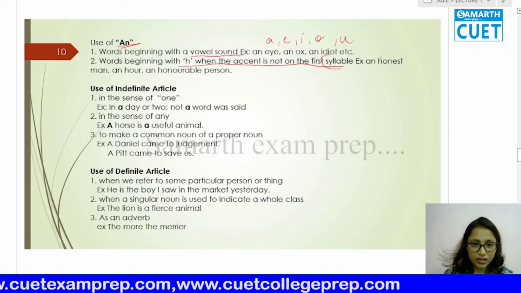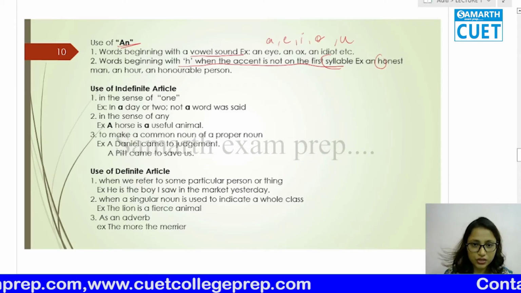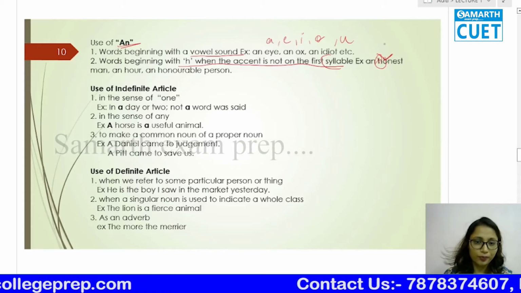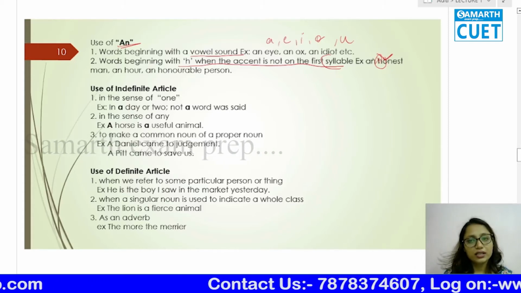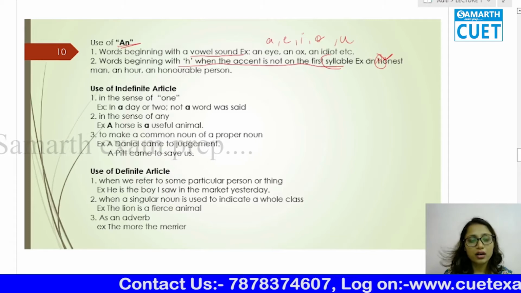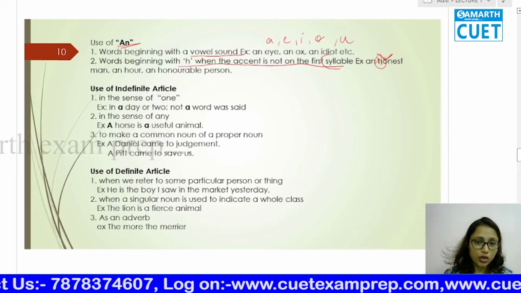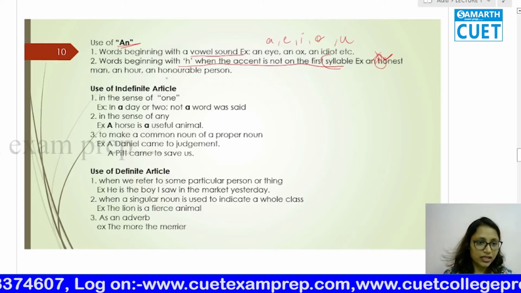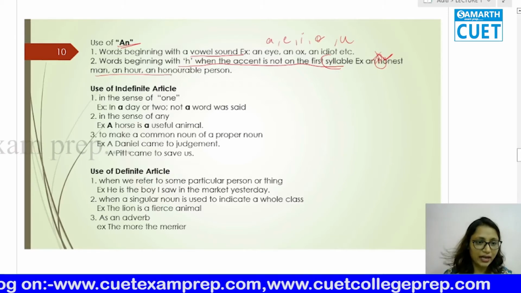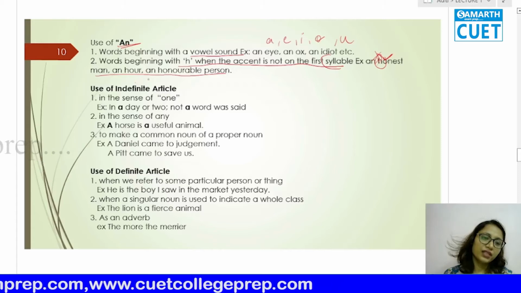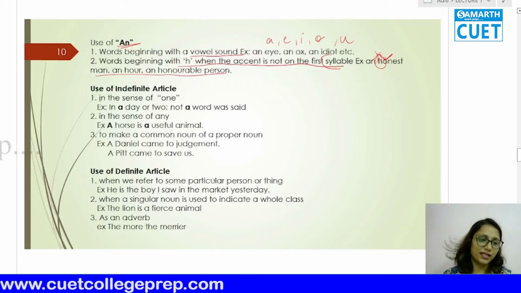So here the first one, H, is silent. The sound you hear is O. Honest, hour, honorable. So here H is silent. That's why we are going to add N before it. An honest man, an hour before, an honorable person.